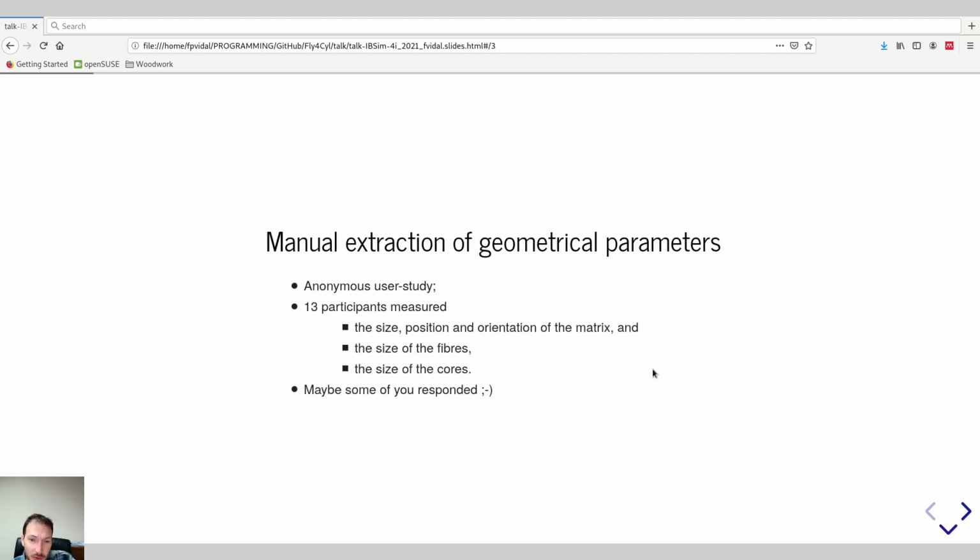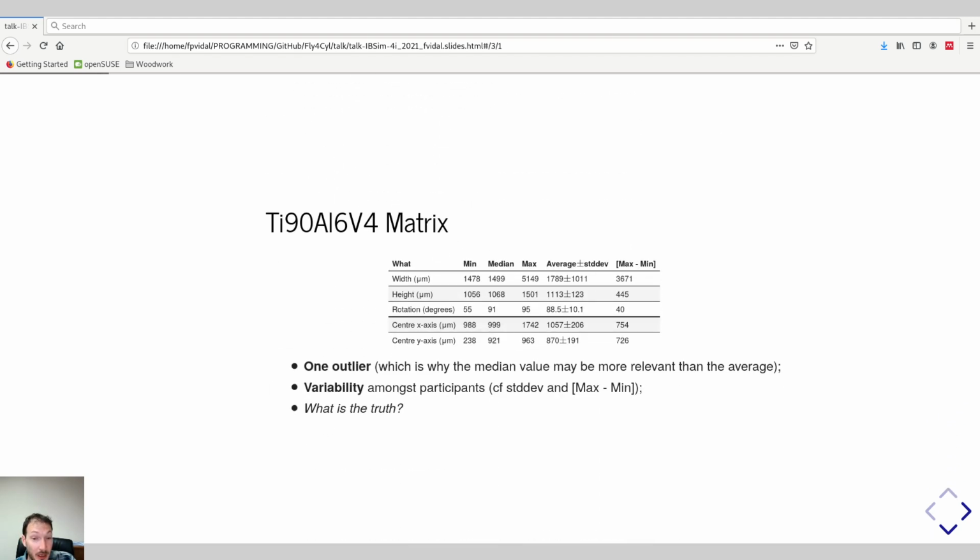So we asked people to extract measurements from the images. We had 13 people who responded, and we asked them to find the size, position, orientation of the matrix, find the size of the fiber, find the size of the cores. And thanks to you if you're here and responded. And here are some answers.